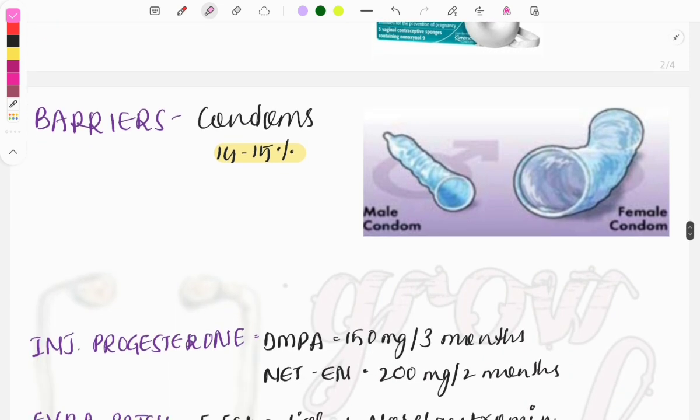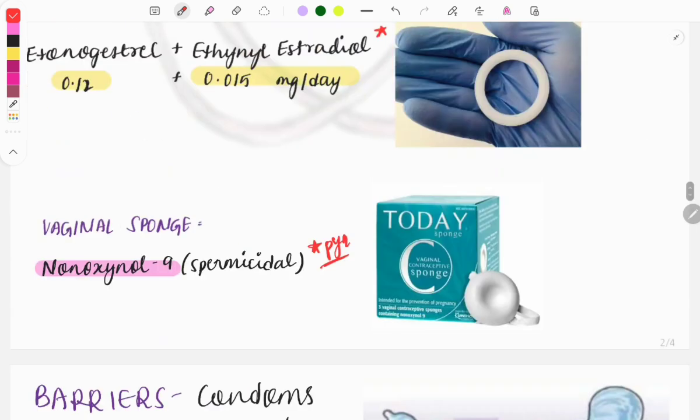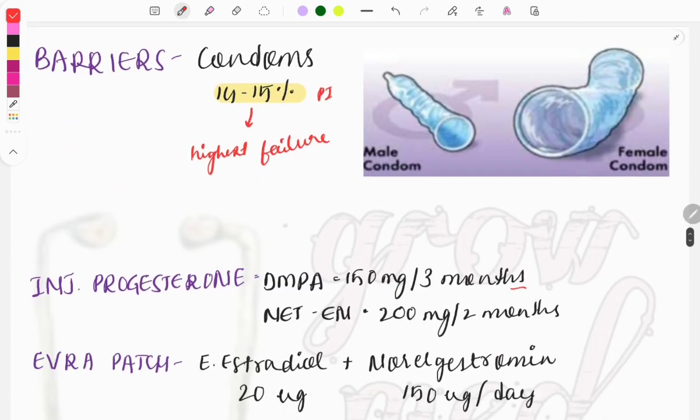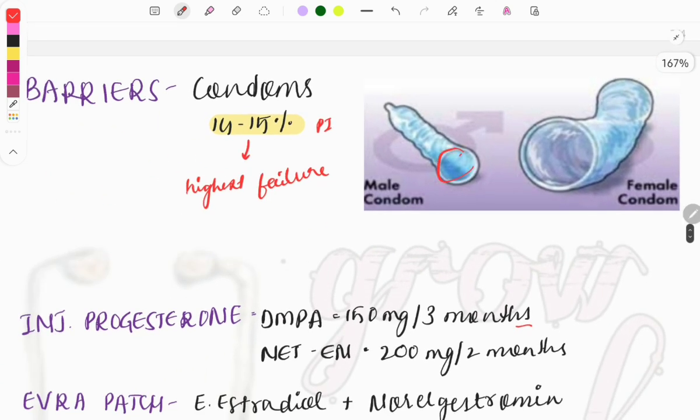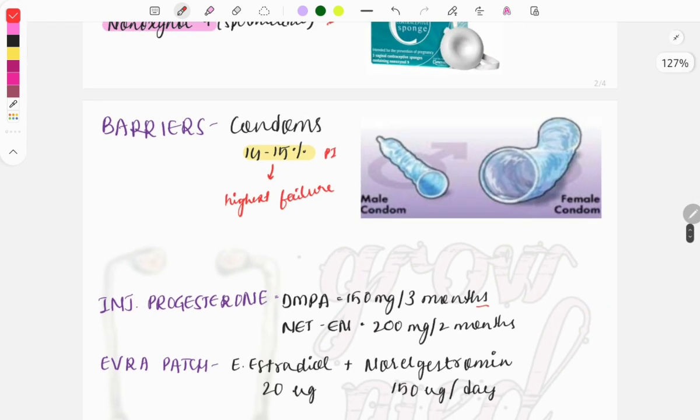Then another method of contraception is the barriers, which are the condoms, and they have the highest failure rate. So this is the Pearl index, and see, 14 to 15%. So the highest failure rate is seen with these barriers, and these are the male condoms and these are the female condoms. So male condoms have one ring and female condoms have two rings. Okay, so yes, this is about the barriers.